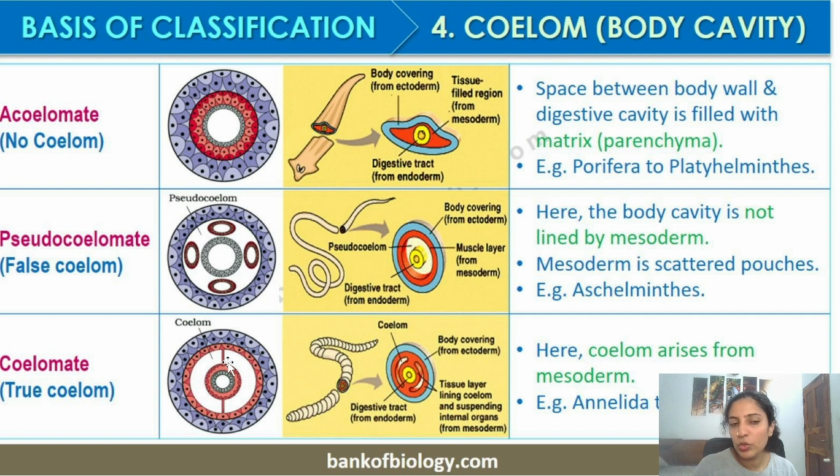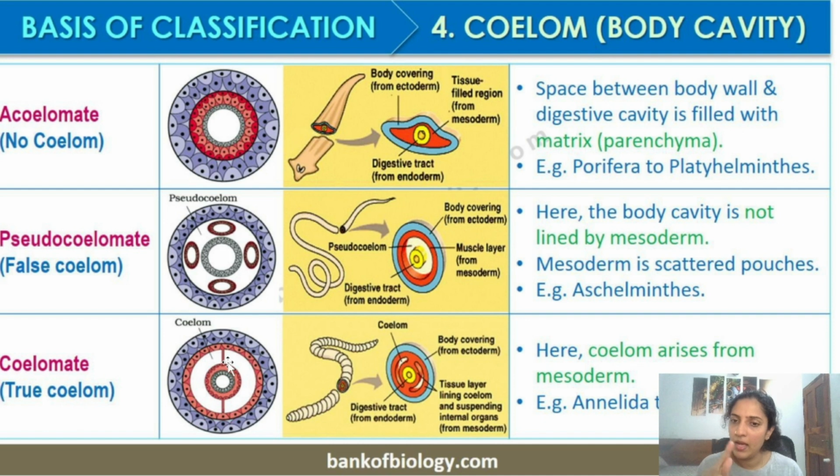And now coming to the pseudocoelomates, you can see that they have a false coelom, in which the cavity is not properly bound by the mesoderm, and the mesoderm is scattered in pouches. One thing you have to take into account: you have to learn all the phyla by heart in that order, so that you understand the concept.